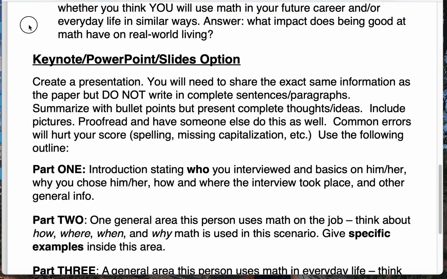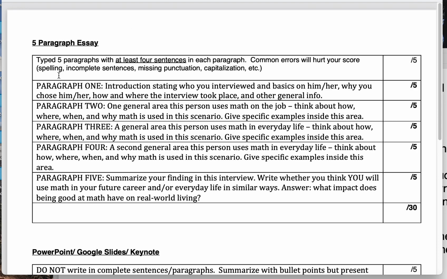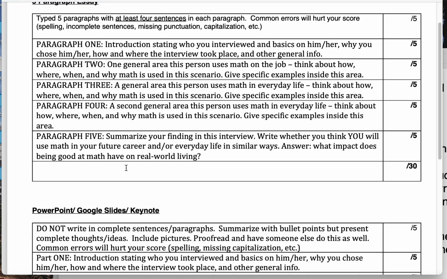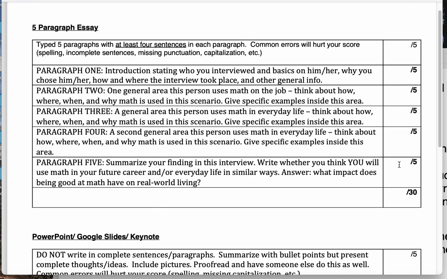Okay? That is what your math interview project should look like. Here is the rubric for it. There's a different rubric for a 5-paragraph essay and for your slideshow. They're similar. Each one's worth 5 points for a total of 30 points. Making sure you're following proper formatting.